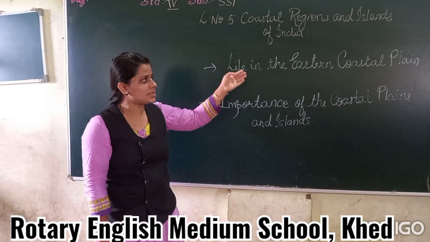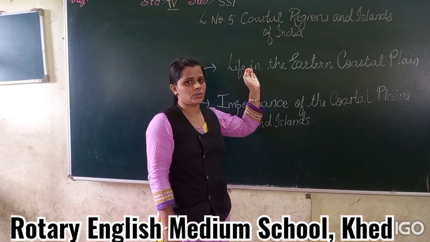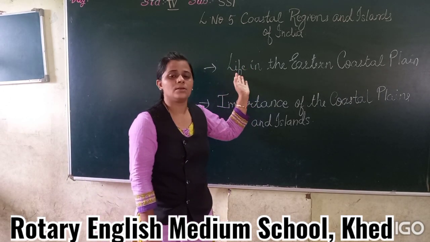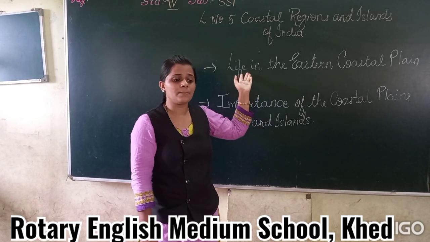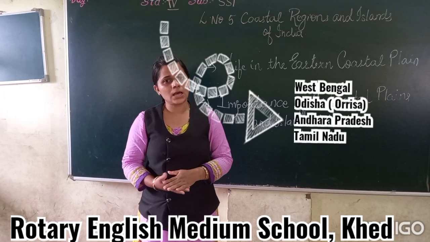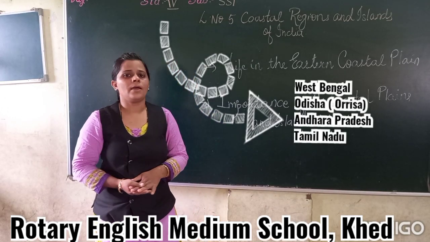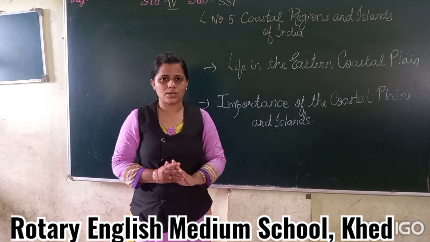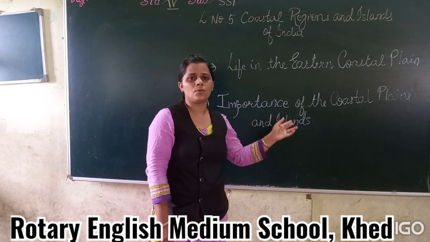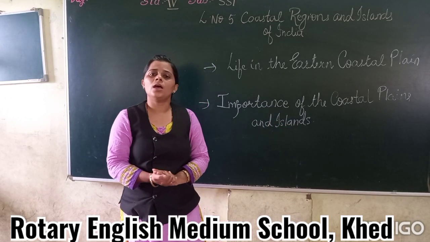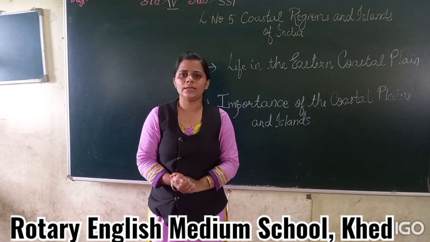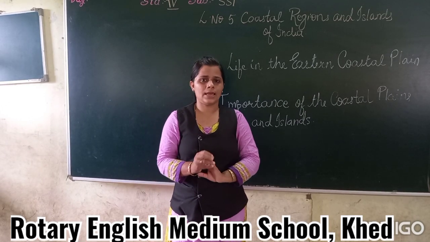My dear children, we have discussed the eastern coastal plain and the states that come in it. First we discussed West Bengal, Orissa, Tamil Nadu, Andhra Pradesh, etc. And then we discussed the importance of coastal plains and islands. Now, my dear children, what you have to do? You have to read the textbook and underline the important points and nuances.